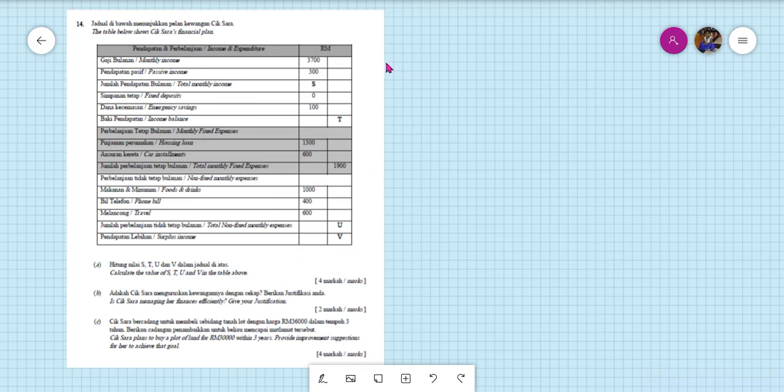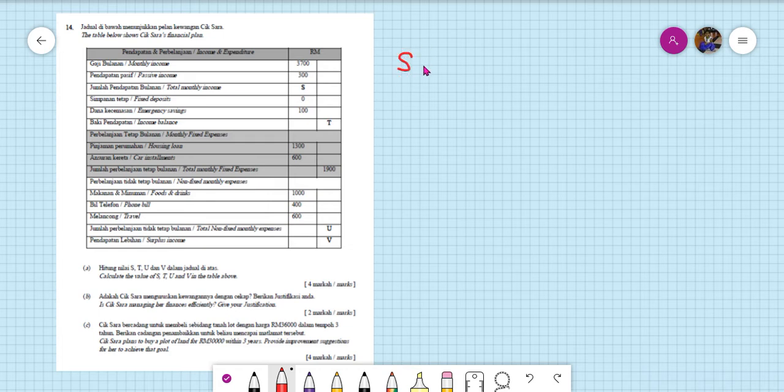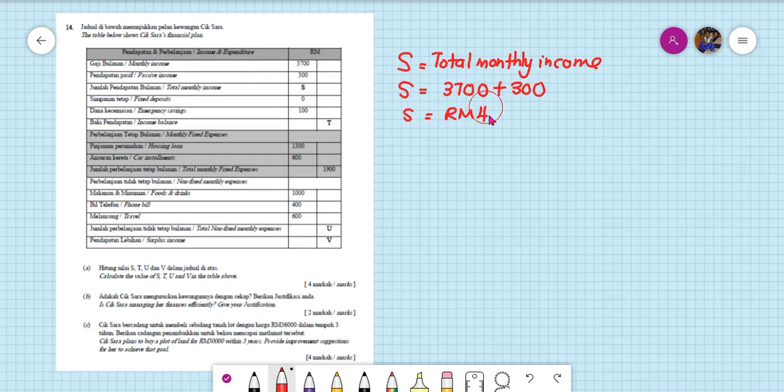If you look at letter S, class, letter S shows the total monthly income. So the total monthly income will be the monthly income with the passive income. So S will be equivalent to 3,700 plus 300, which gives us RM 4,000. So we have already found the value of S.